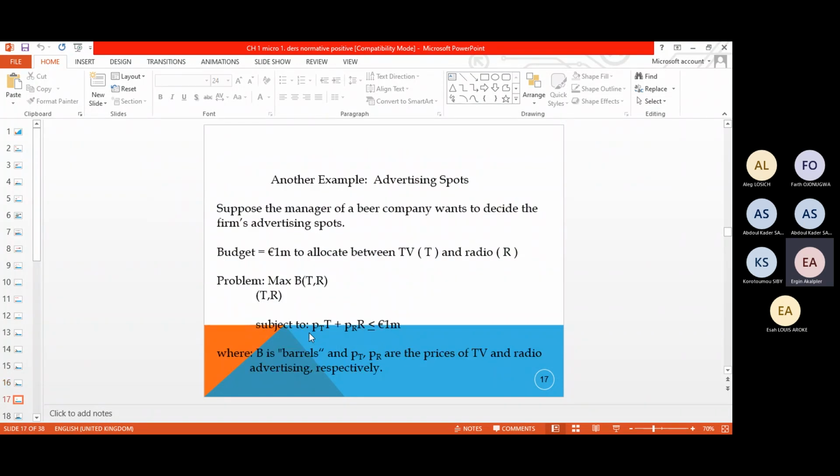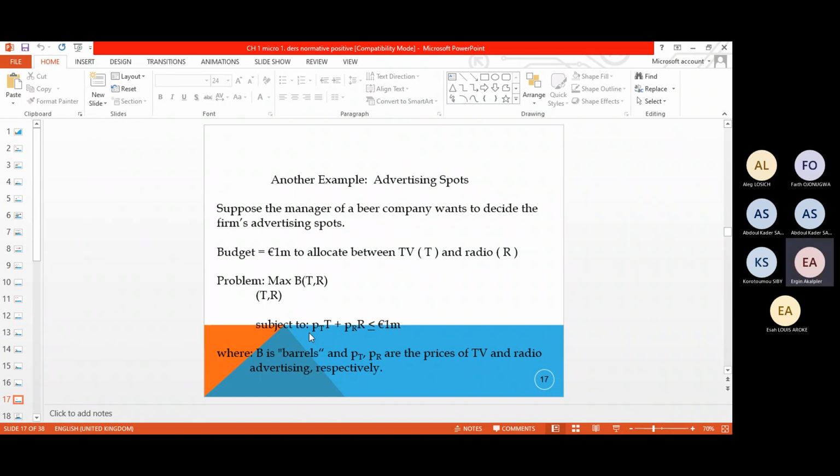Another example, advertising spots. Suppose the manager of a beer company wants to decide the firm's advertising spots. The budget is supposed to be 1 million euro to allocate between TV, so-called T, and radio, R. The problem is maximizing the TV and radio mix, which is going to be the better option for this company. Again, we are going to create the budget constraint, budget line and budget equation.